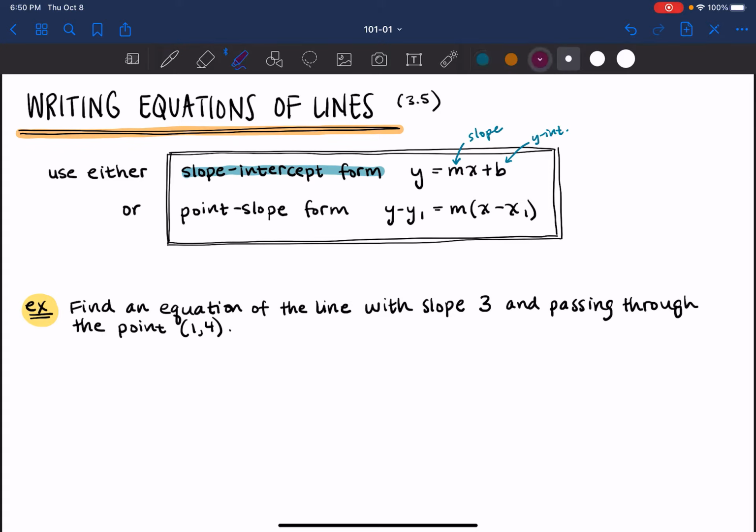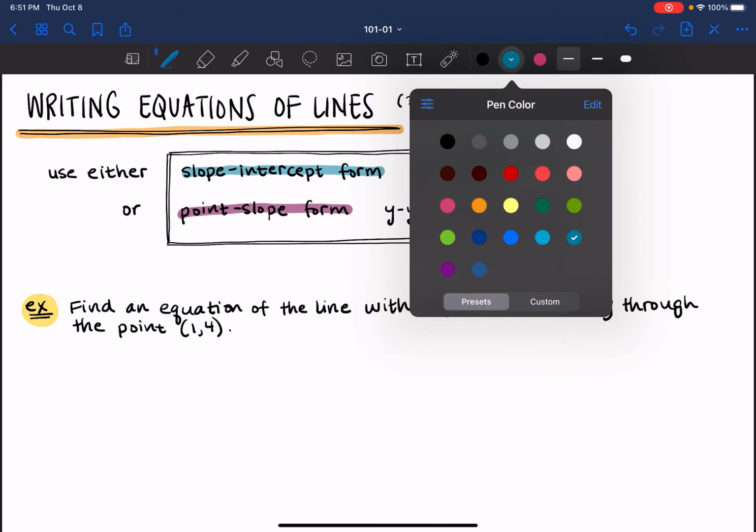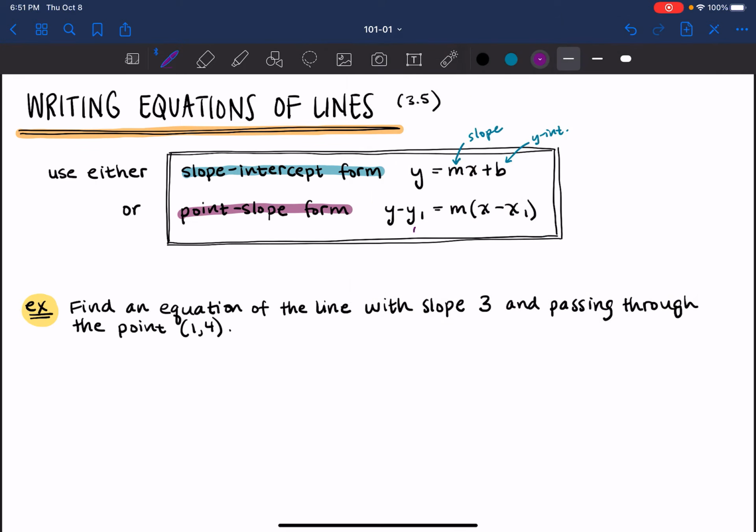We could also use something called the point-slope form. So the point-slope form is named that way because you have a point in the form. So the y1 and x1 are a point that the line goes through, and then m is still slope. So depending on what you have, you could use either one.